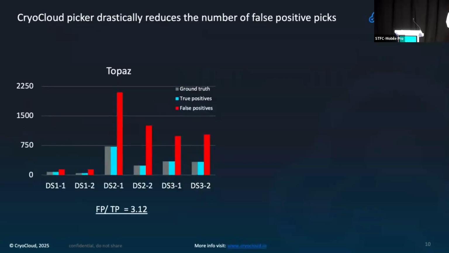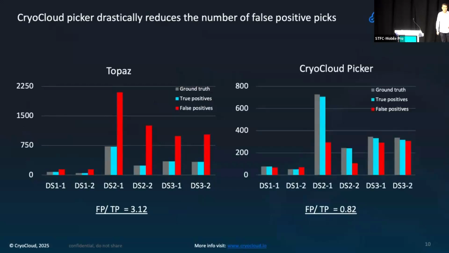So Anna established ground truth for 6 data sets that she manually labeled. You can see in gray here is the ground truth, and in blue the true positives. And while Topaz does a great job at retrieving the true positives at the default settings, we also get a lot of false positives. If we look at the ratio for each true positive particle, we have about 3 false positives. Now, if we look at the CryoCloud picker, it also does an excellent job at retrieving the true positive particles in blue. However, there are way fewer false positives. And if we look at the ratio of false positives to true positive particles, now it's inversed, and we have more true positive particles than false positives.